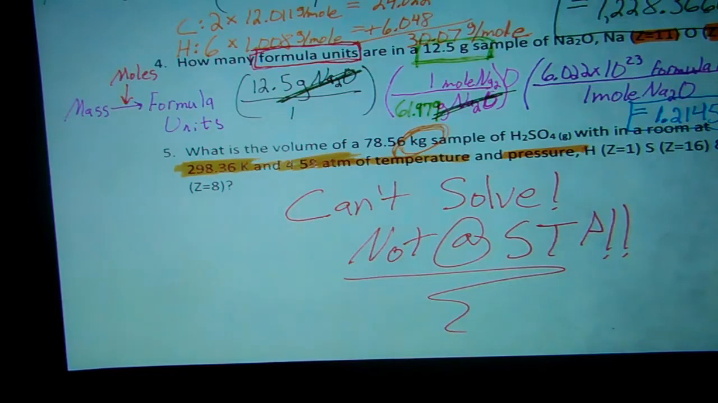Because I gave you values for temperature and pressure, I'm literally selling it to you. I'm telling you straight up, you cannot solve this. Do not try and solve this. You cannot solve this. That is a quick question for you. If I give you values for temperature and pressure, it's not at standard temperature and pressure, which means you cannot solve it. Okay? So there's the front half of that.